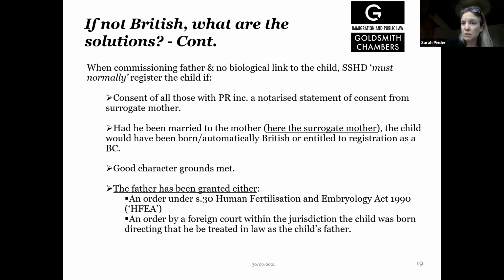Same provision in terms of likening it to the child being their own child born without being a surrogacy, that had he been married to the mother, the child would have been born automatically British or entitled to registration. So just trying to bring that in line with the provisions relating to those who are married to mothers. Good character requirements we've covered. And then lastly, the father needs to have been granted either an order under section 30 of the HFEA, which we looked at in Fiona's talk earlier on, or an order by a foreign court within the jurisdiction that the child was born, directing that the father is to be treated as the child's father. Okay, so it's slightly more onerous in terms of procedure there.